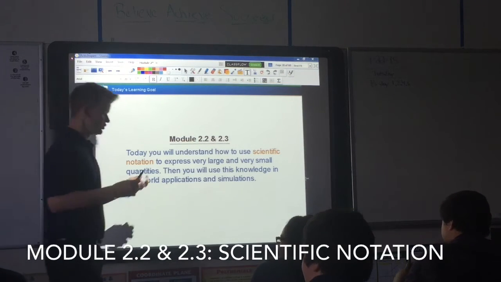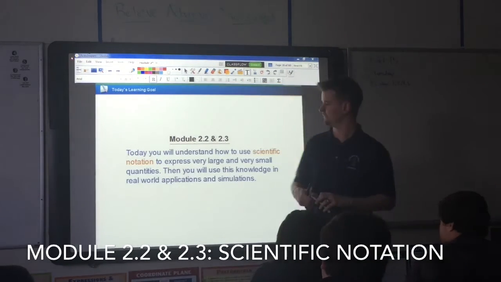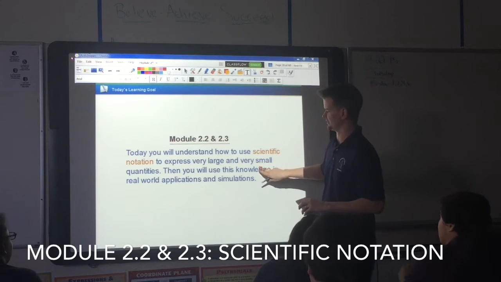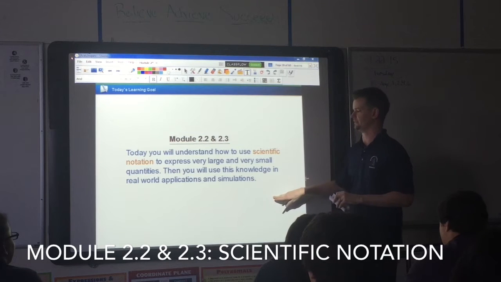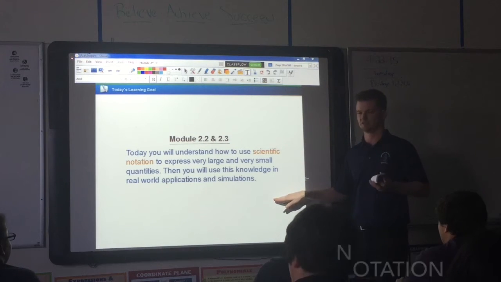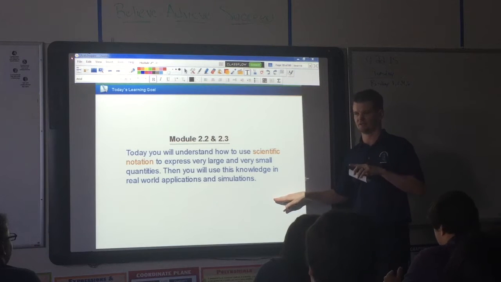Today, you will understand how to use scientific notation to express very large and very small quantities. Then you will use this knowledge in real-world applications and simulations. What does all that mean? That means you're going to learn scientific notation. You're going to learn how to write standard to scientific, scientific to standard. And next time, we're going to learn how to apply that to real-world situations.